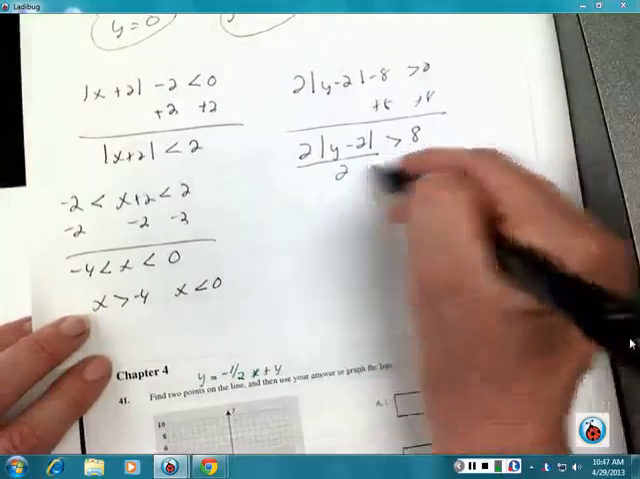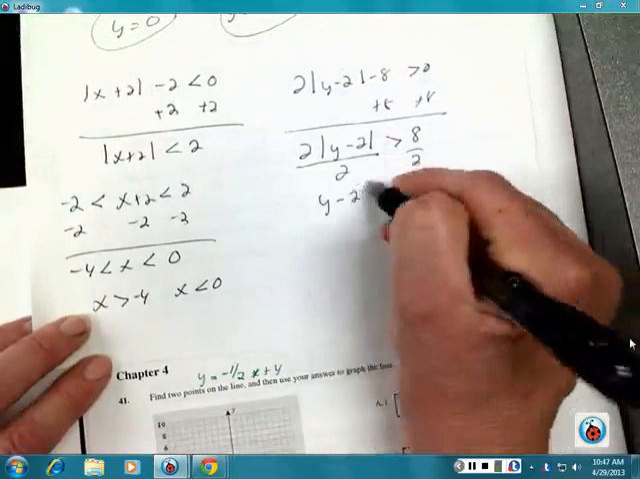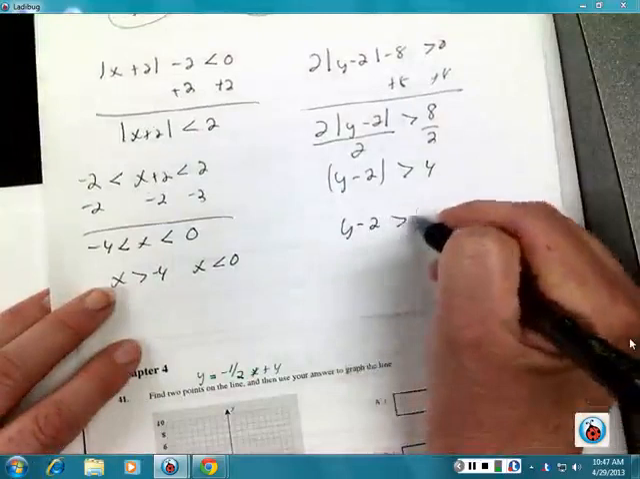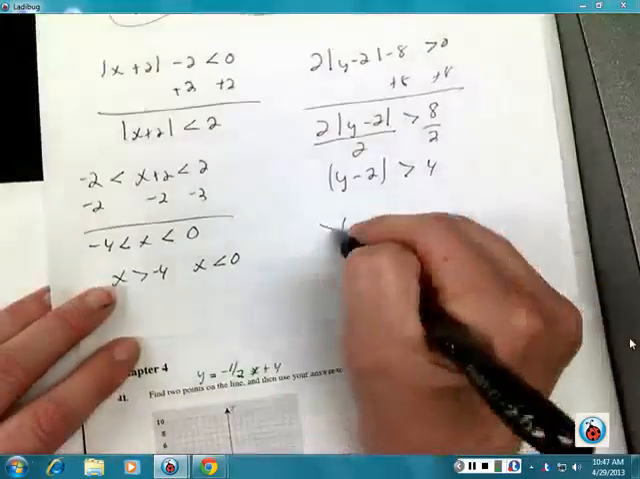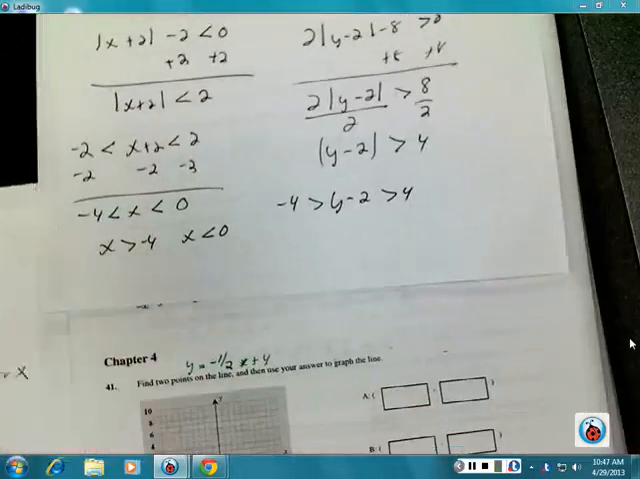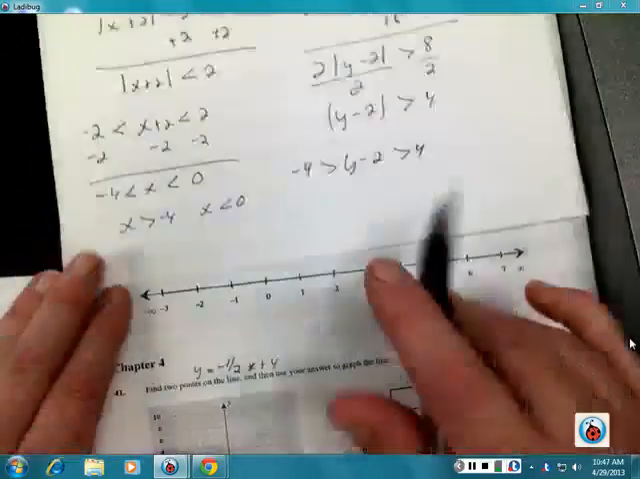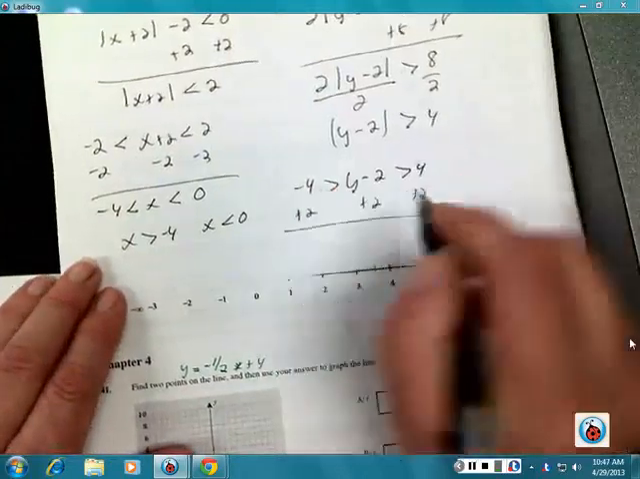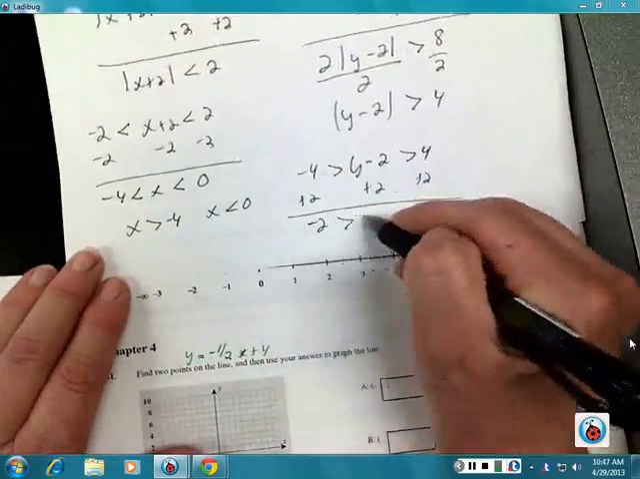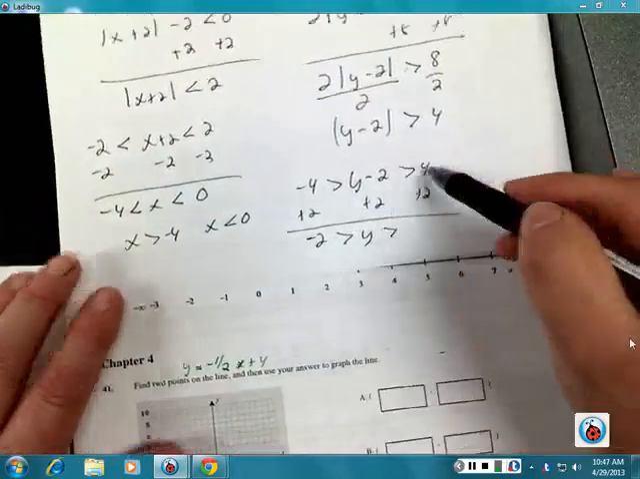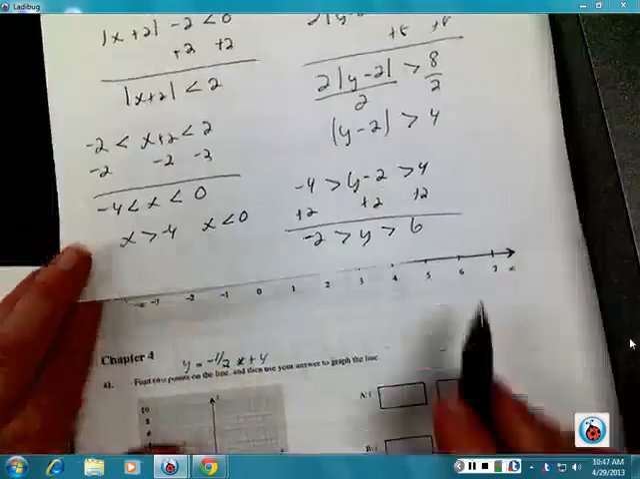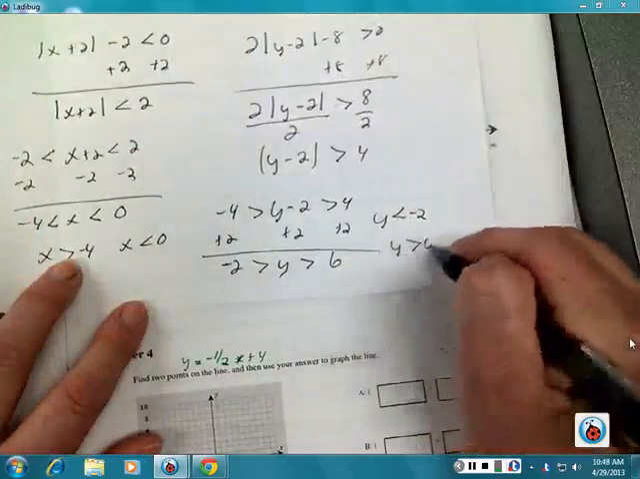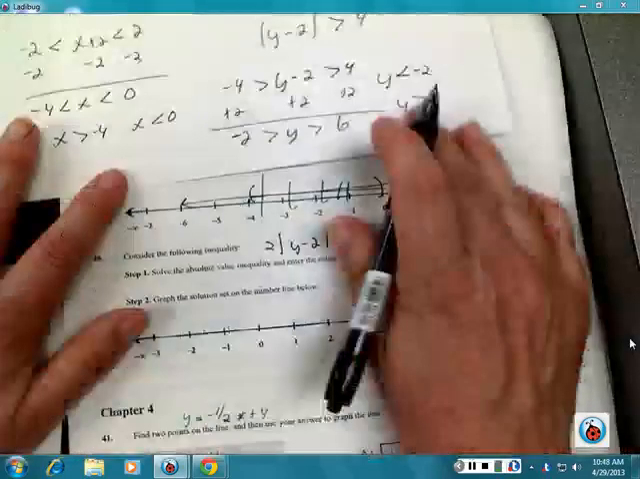Then to get the 2 out of the front, divide by 2. Then when I set this one up, it's y minus 2 greater than 4, but it also will be less than negative 4 when I do both sides. So then I'm going to add 2 to everybody. And I find y is less than negative 2, and y is greater than 6.